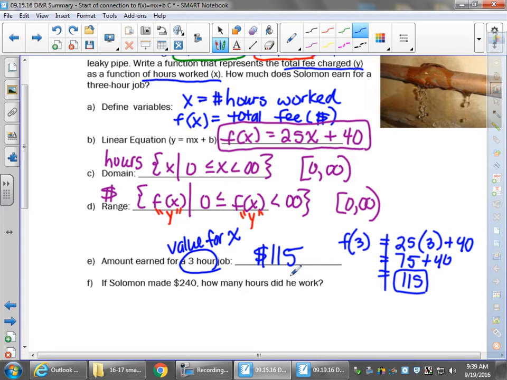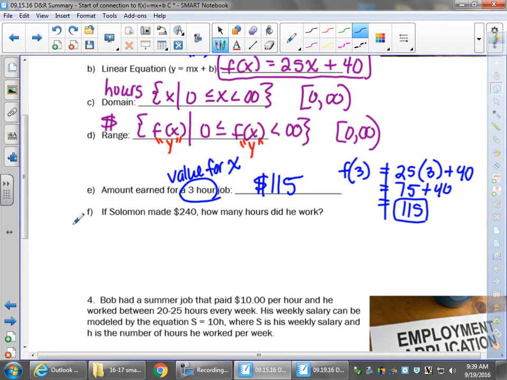Now, F says, if Solomon made $240, how many hours did he work? New voices. New voices. If you know it, you do it. I also need to see the work, you guys. Show the work. Somebody else. Tell me. $240 value for x or f of x? Try that again. 240 value for x or f of x? X. F of x.